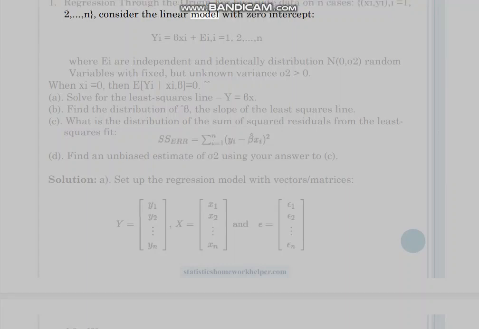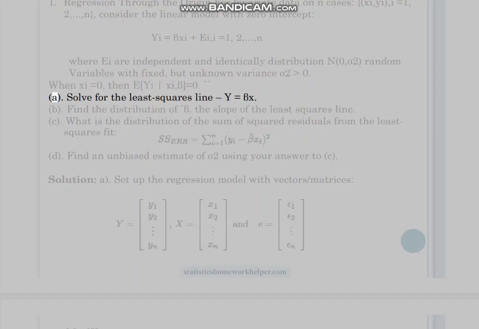1. Regression through the origin for bivariate data on n cases, (xi, yi), i equals 1, 2, ..., n. Consider the linear model with zero intercept: yi equals beta xi plus ei, i equals 1, 2, ..., n, where the ei are independent and identically distributed N(0, sigma squared) random variables with fixed but unknown variance sigma squared. When xi equals 0, then E(yi) equals 0.